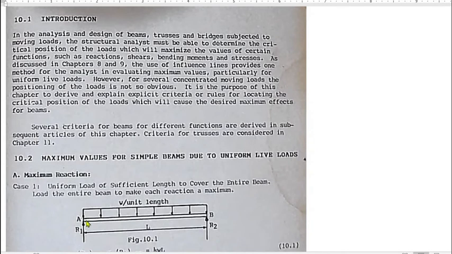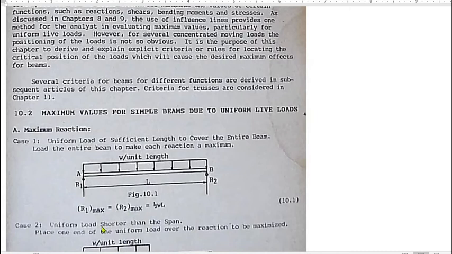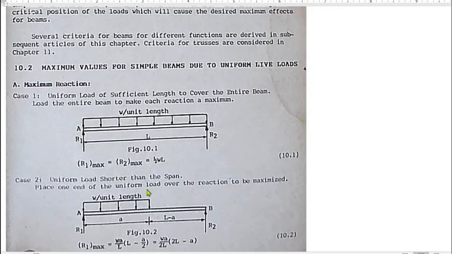So, eto, the entire length is covered with uniform load. So, ang maximum reactions niyan is on both sides, WL all over 2, or that is 1/2 W times L. And then we have case 2, uniform load which is shorter than the span. Okay, so pwedeng A is greater than L over 2 or A is lesser than L over 2, in which case, A is always lesser than the length.